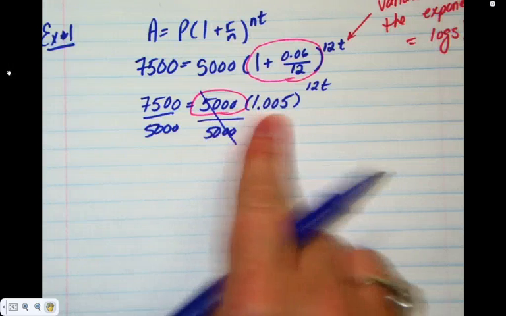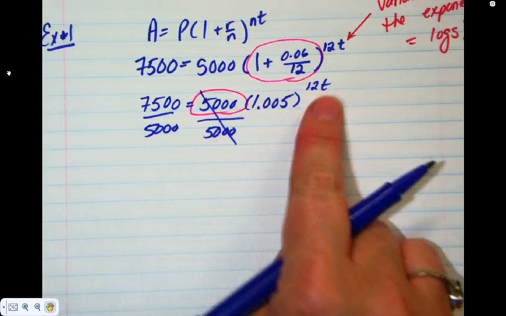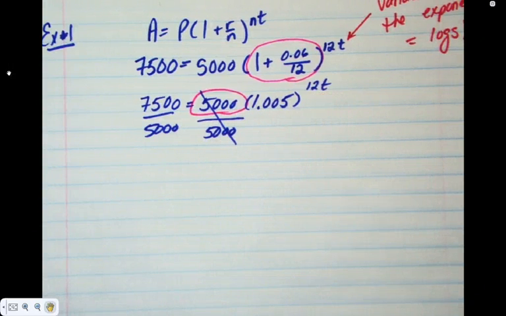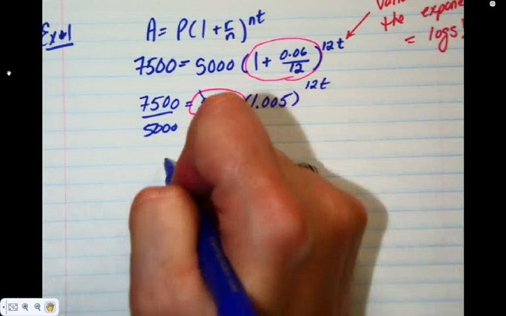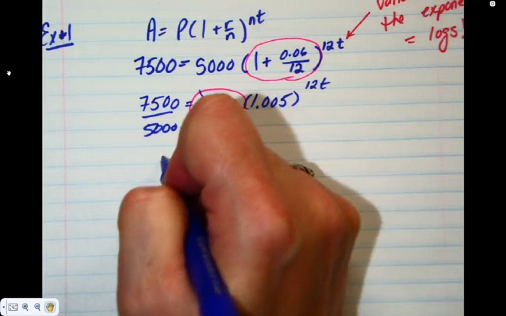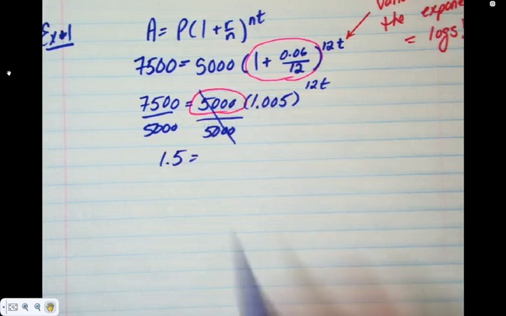Ooh, why can't we multiply this? Because of this guy up here. So 7,500 divided by 5,000 is 1.5.